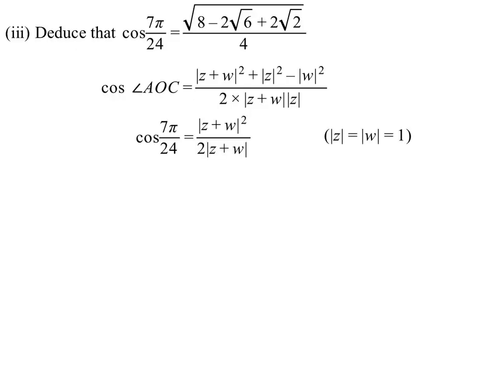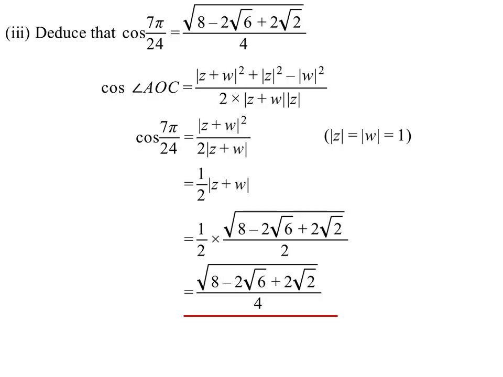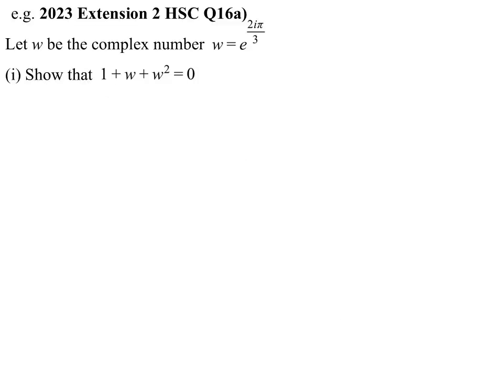Well, AOC, that's what we just worked out, was 7 pi on 24. How did I tidy all that up? Remember, modulus of z and the modulus of w were both equal to 1. So on the top of the fraction I've got 1 minus 1, and on the bottom of the fraction I'm saying times 1. Now look at our fraction. Modulus of z plus w squared divided by the modulus of z plus w is half of the modulus of z plus w. It's half of what we worked out before. We have the answer.